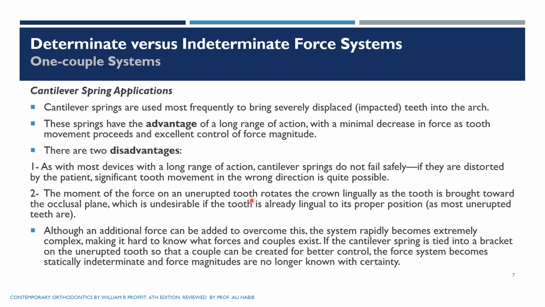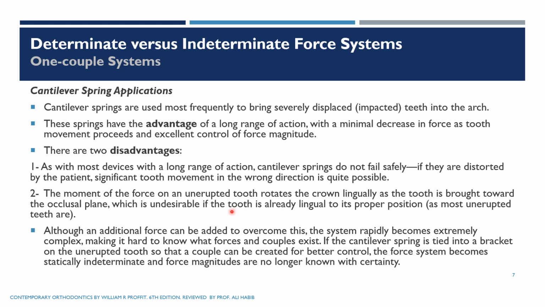The advantage of our continuous arch wire is that all the teeth are tied together, so this will help to maintain the arch form most of the time. Unless you have a severely displaced tooth and try to bring it into the arch with an eye-tie wire, then you might distort the arch form. So here's the same thing. When you try to bring the crown down, the crown might move lingually as the tooth is extruding.